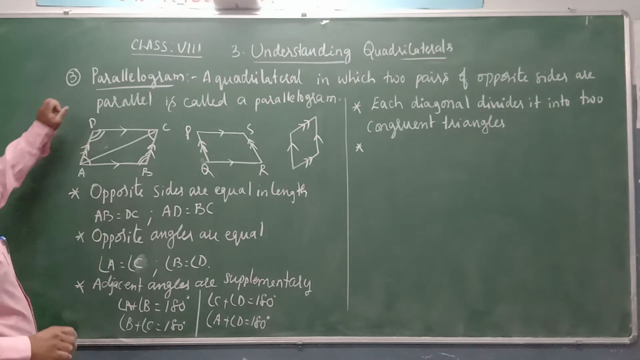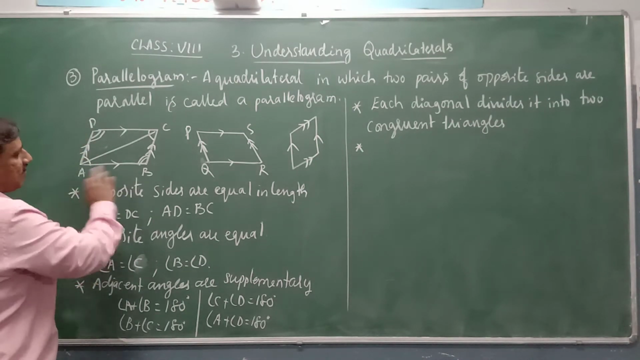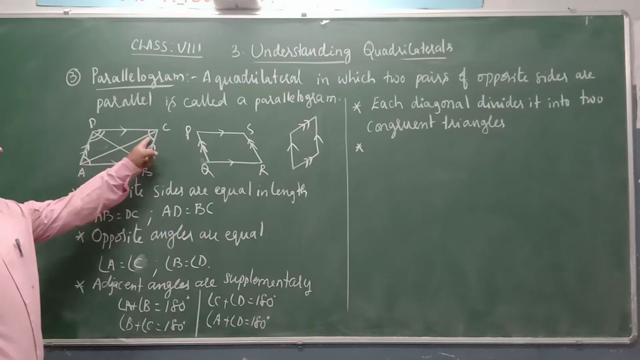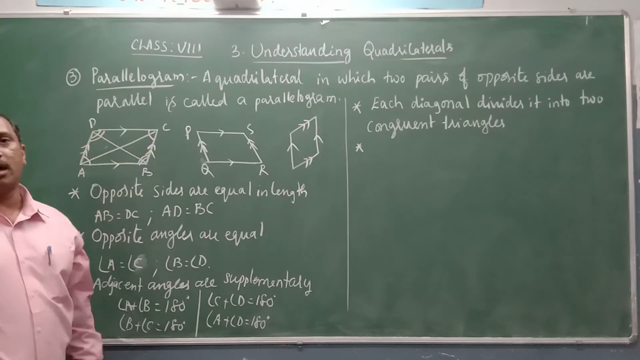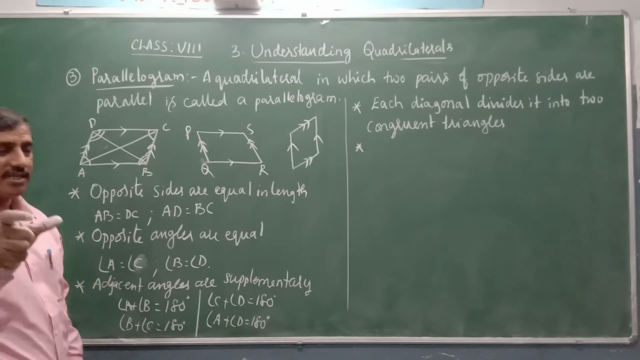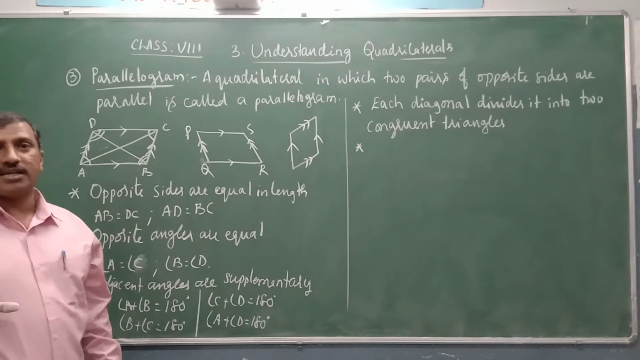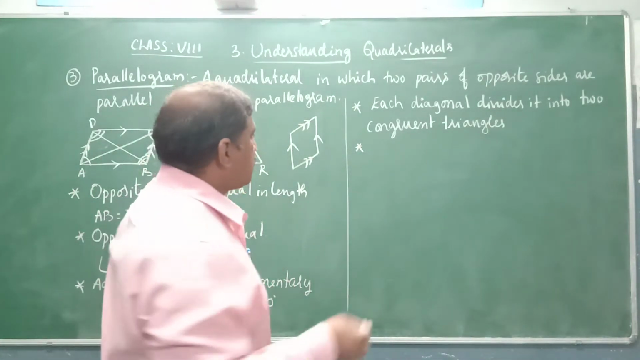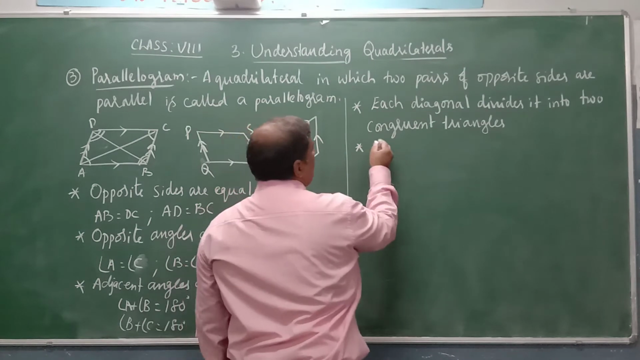Now what about the two diagonals, their lengths, that is BD and AC? Measure the length of AC and measure the length of BD. They are not equal. They are not the same. That is, the lengths of the two diagonals are unequal.